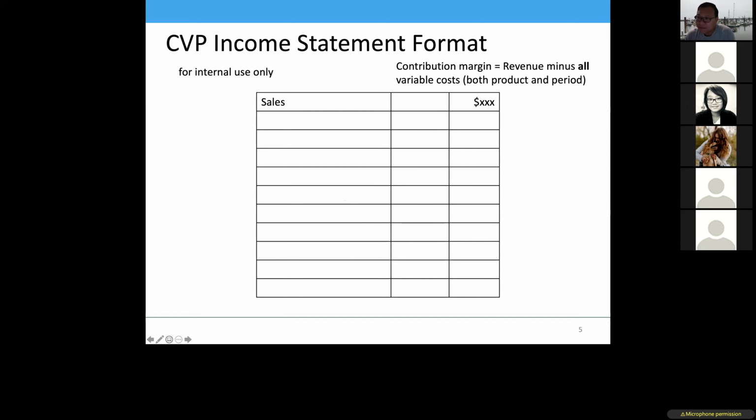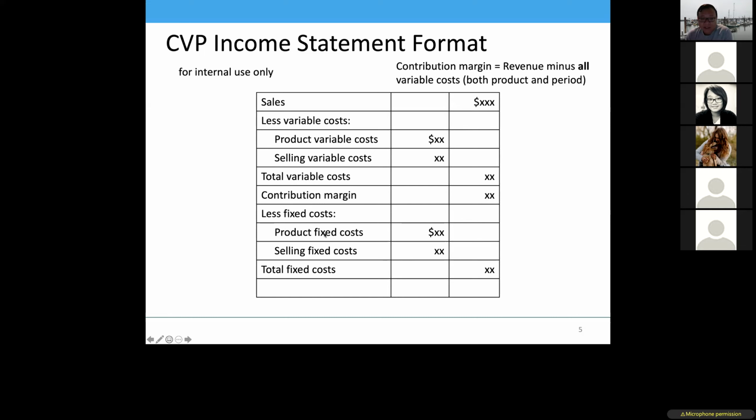So what's the contribution margin? The contribution margin is the difference between revenue and all the variable costs, including both product variable cost and period variable cost. So you have sales and you subtract variable cost. This total variable cost has two components: product variable cost and period variable cost. The difference between these two numbers is your contribution margin. Hopefully you have enough contribution margin to cover the fixed cost. The fixed cost also has two components: product fixed cost and period fixed cost. If you have enough contribution margin to cover this fixed cost, you are going to have an operating income, a profit.